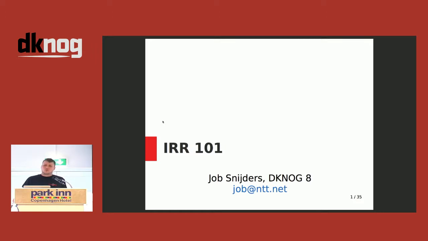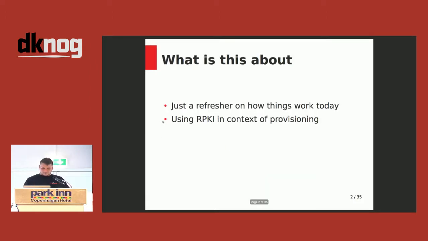I'm Job Snijders. I work for NTT Communications, a transit provider, and we use the internet routing registries to provision our systems. Today I want to talk about what this internet routing registry mechanism is, how it works, how tools interact with it, and what the caveats are. Because this is not as straightforward as one would hope it to be. And I'll also pitch some new ideas to use different data sources, like the RPKI or ARIN Whois. There are many ways to make prefix lists, and we'll cover some of them in this presentation.